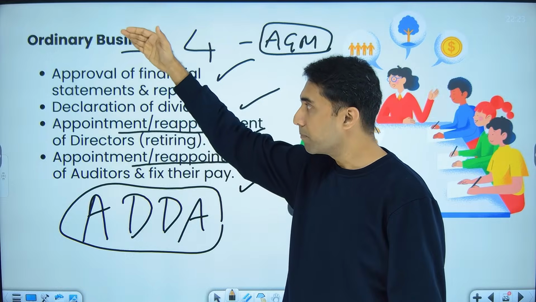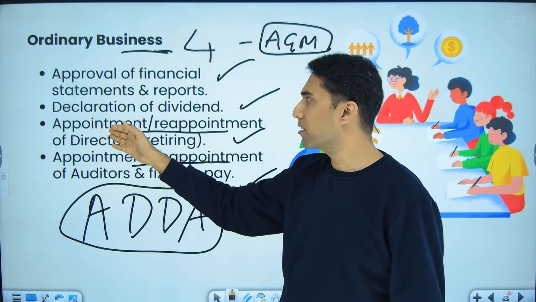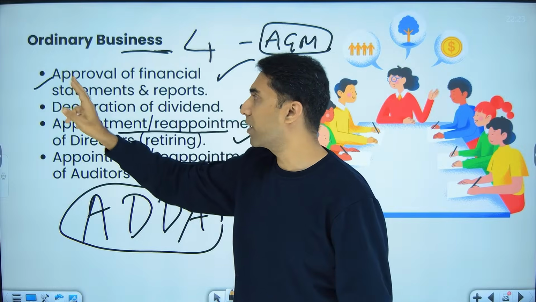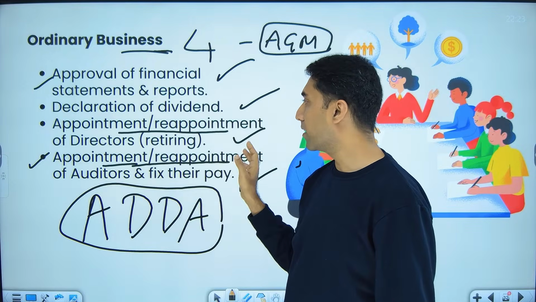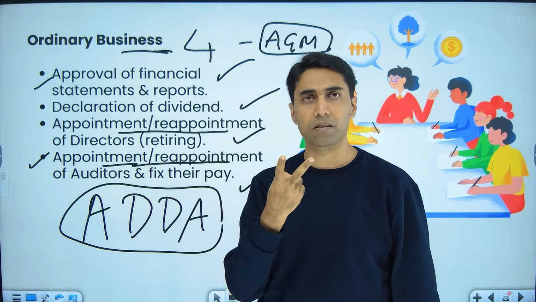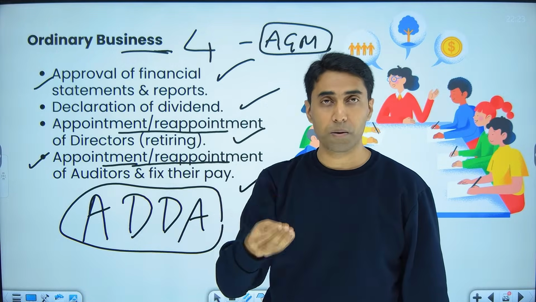So in ordinary business, I may not have declaration of dividend, so I may not have the third point. I may just have approval of financial statements and other reports, and appointment and reappointment of auditor. I may just have 2 things. So I will list it under ordinary business in my notice to the meeting.